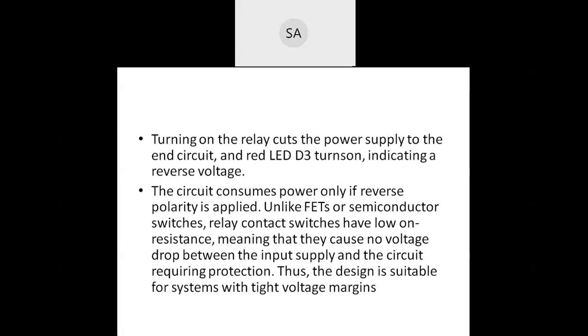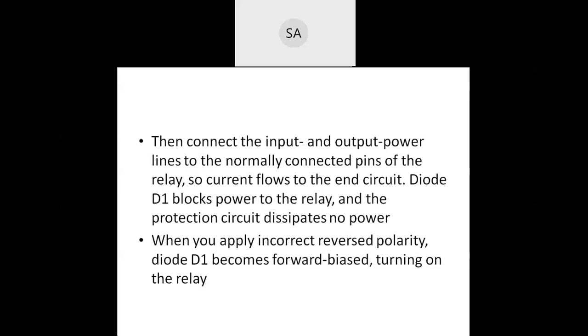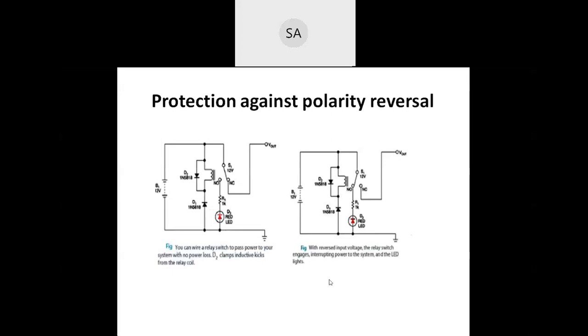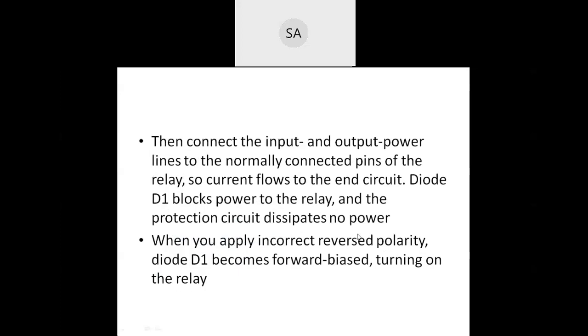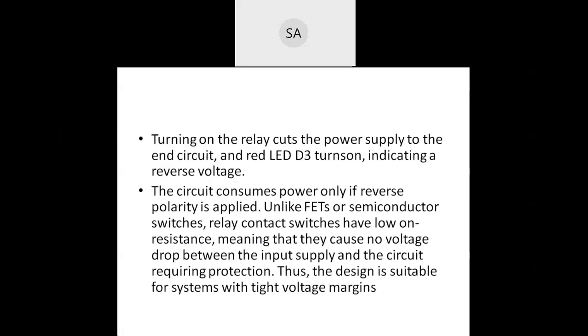Turning on the relay cuts the power supply to the end circuit, and red LED D3 turns on, indicating a reverse voltage. So here this LED will be turned on, and it will indicate that reverse voltage is applied.